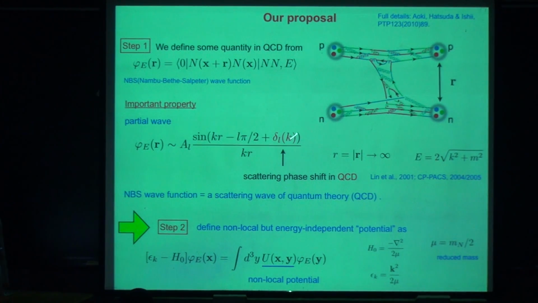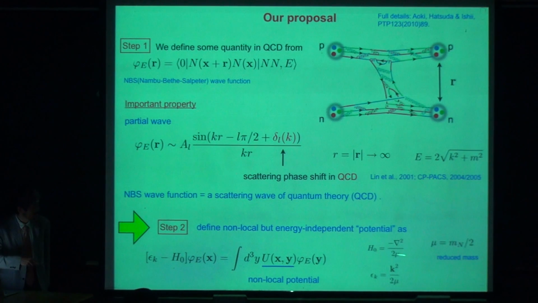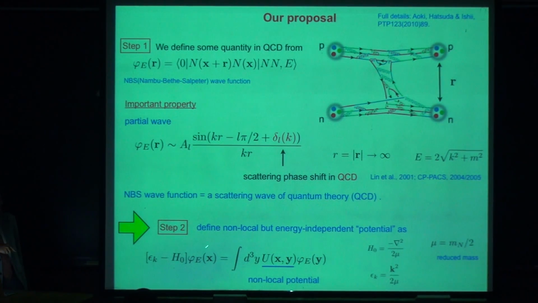such as QCD. Since we have the scattering wave, the next step is to define a non-local but energy-independent potential from this equation. We multiply the free part of the Schrödinger equation and the kinetic energy of this wave, k squared. For large R, this becomes 0 since it's a free wave. However, it becomes non-zero at shorter distance. This non-zero part we parameterize as U times phi. This is the so-called non-local potential.